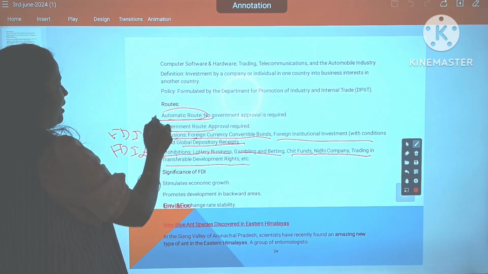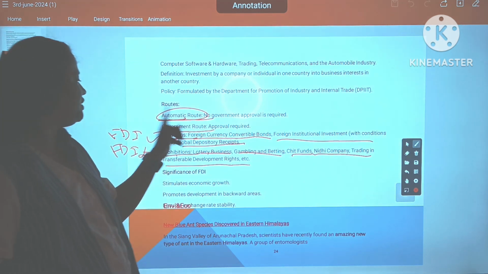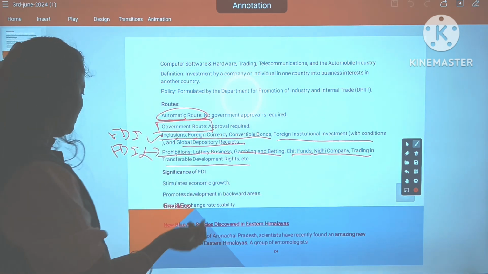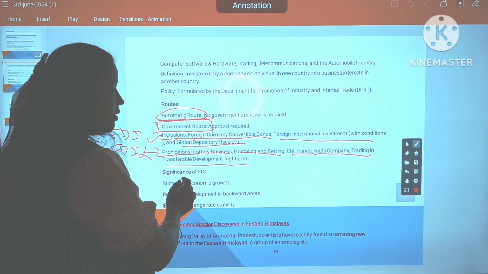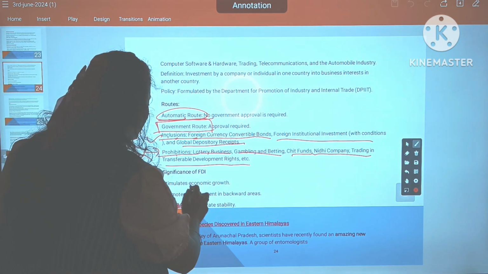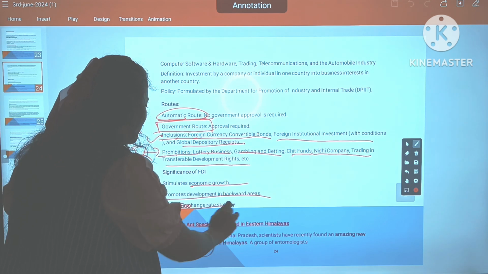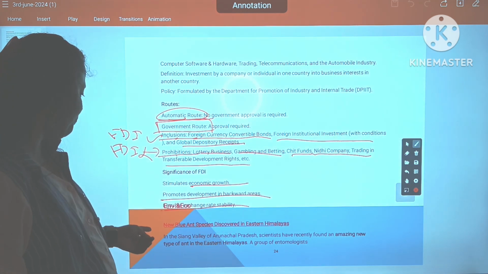Through the automatic route, companies can invest in India, or through the government route with government approval they can also invest in India. What is the importance of FDI, foreign direct investment? It stimulates economic growth, promotes development in backward areas, and provides exchange rate stability.